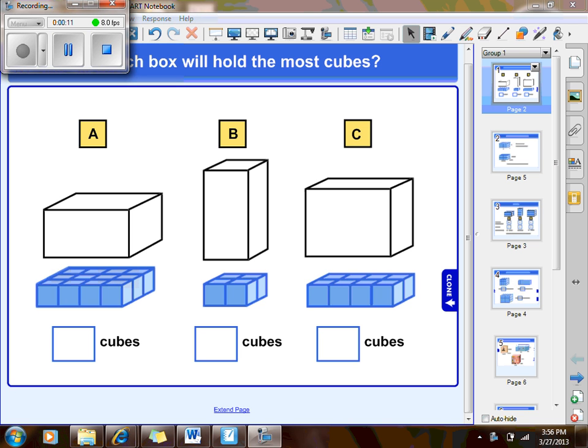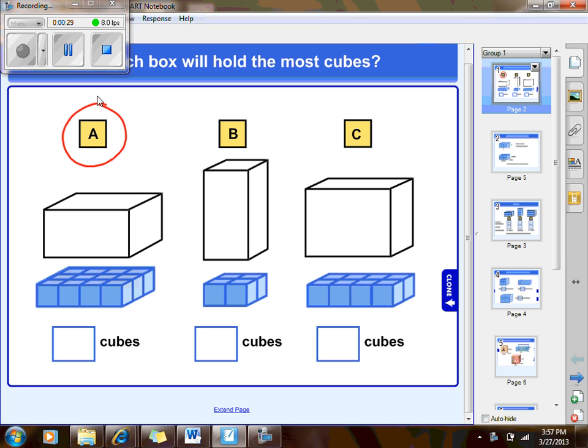Volume is one step further than area. Area talks about length and width, and we cover the outside. Volume, we're going to talk about filling the inside. So if we look at prism A, I want to fill my empty box here, and I'm going to use the blue cubes just below it to do that.